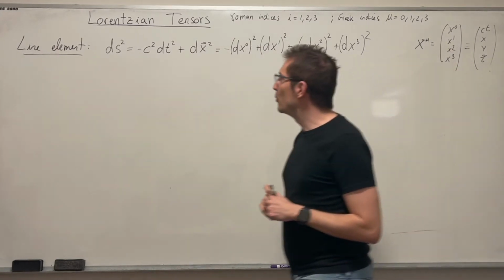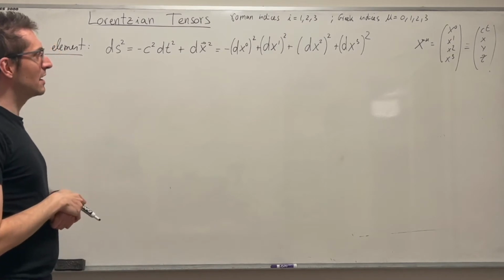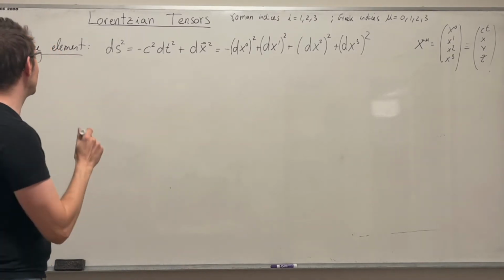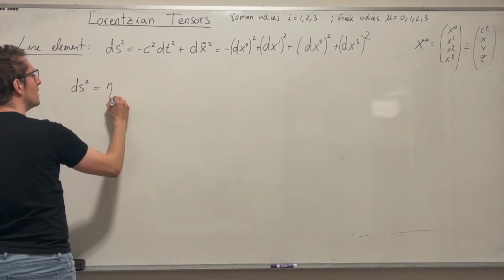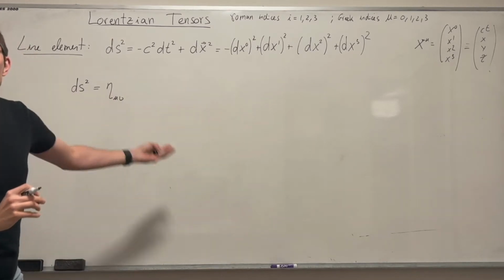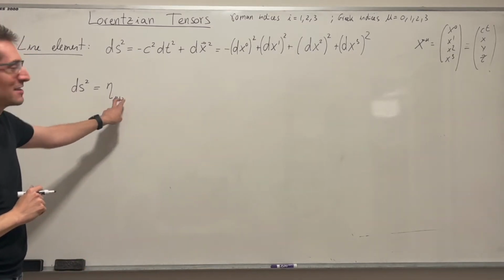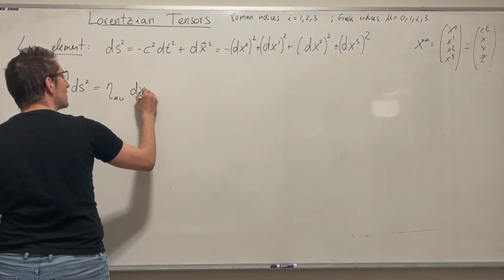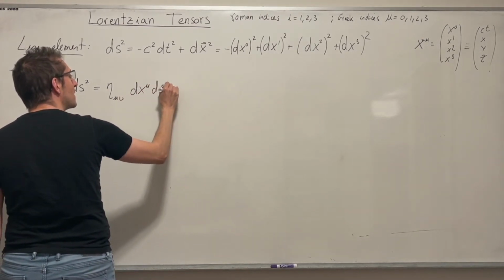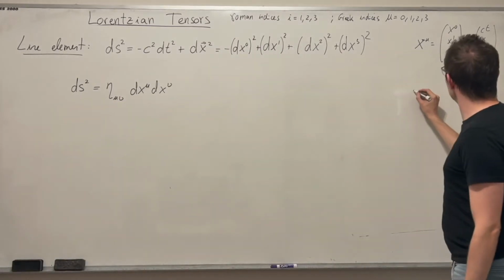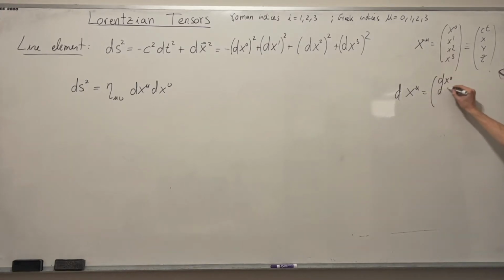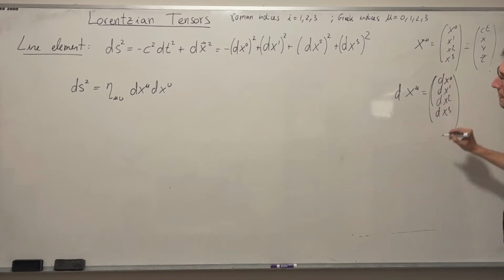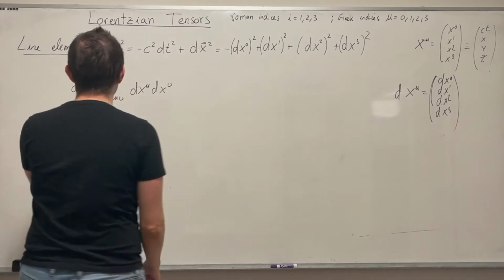And now we can wonder, all right, this looks a lot like some sort of quadratic form, doesn't it? Let's see. I can write ds squared as, if you want, a 4x4 matrix that I call eta mu nu, those are the matrix elements, acting on the vectors made of differentials, like that. Remember, if this is x mu, dx mu would be dx0, dx1, dx2, dx3, right?